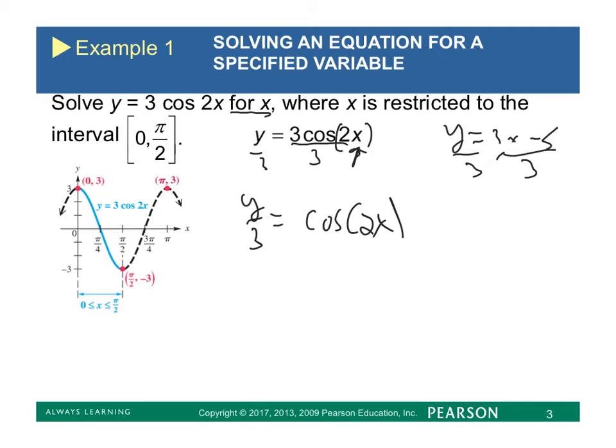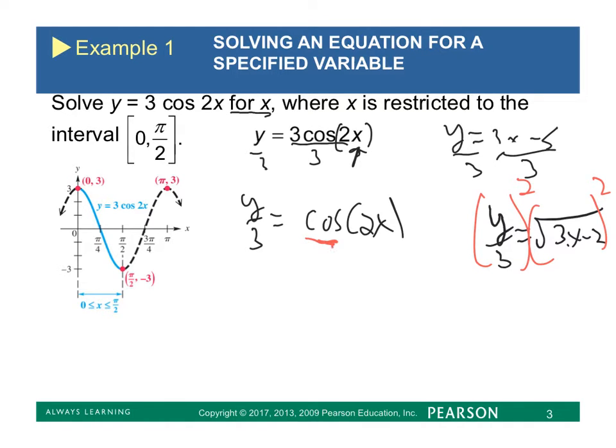This is very similar to if I had y over 3 equals the square root of 3x minus 2. How would I get rid of the square root? I'd have to do the opposite of square root, which is squaring it. When I say opposite, it's the inverse operation. Well, the inverse operation of cosine is inverse cosine, or arc cosine.